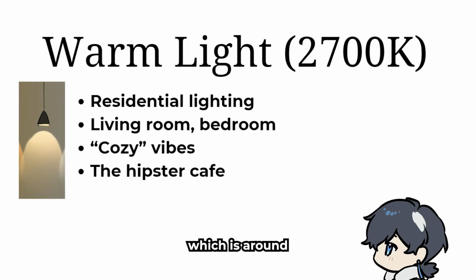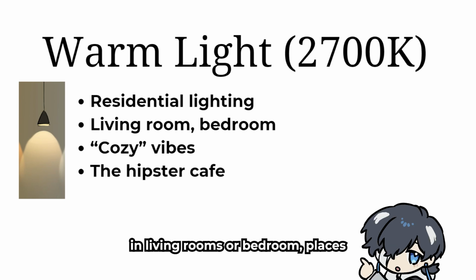So warm light, which is around 2700 Kelvin, is commonly found in residential lighting. It is used primarily in living rooms or bedrooms, in places where people want cozier, warm, and inviting vibes. It's also common in dimmer restaurants that want a more dramatic lighting mood, or in hipster cafes.